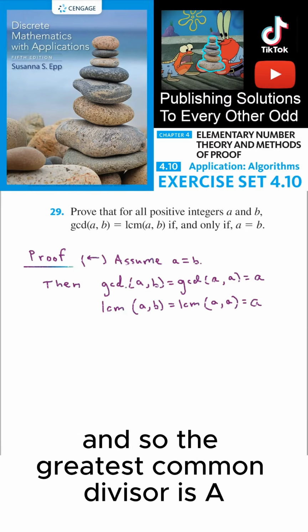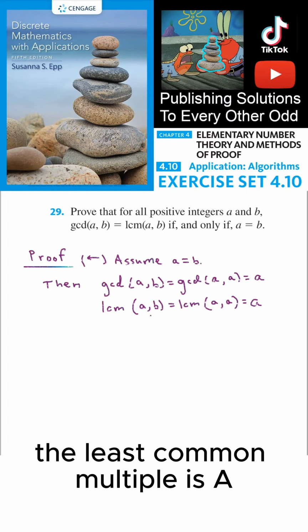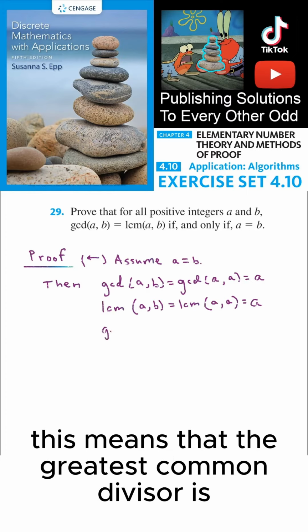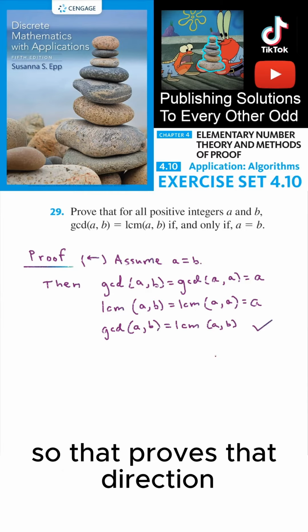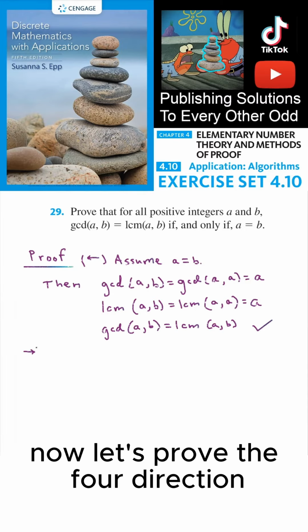And so the greatest common divisor is a, the least common multiple is a. This means that the greatest common divisor is equal to the least common multiple. So that proves that direction. Now let's prove the forward direction, which is harder.